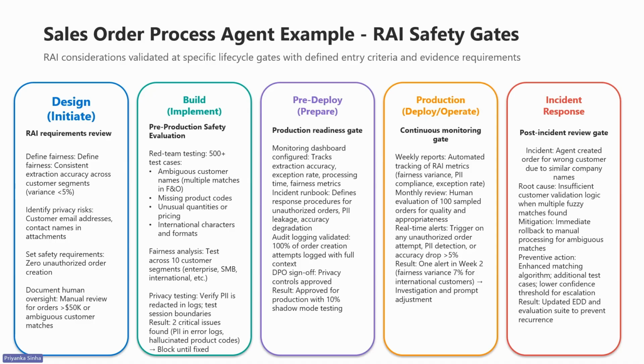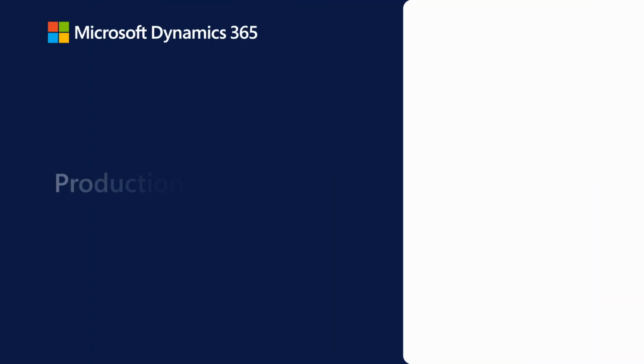The incident response example is especially valuable. The agent created an order for the wrong customer due to similar company names, leading to immediate rollback, an enhanced matching algorithm, additional test cases, and updates to the evaluation design documents. So this shows the full feedback loop in action: detect, mitigate, prevent, and then enhance your agent. This is the whole loop you need to perform even in production, even when the agent is live.